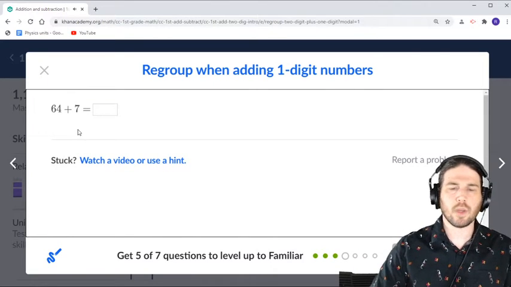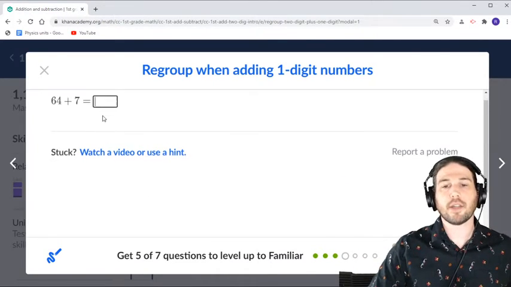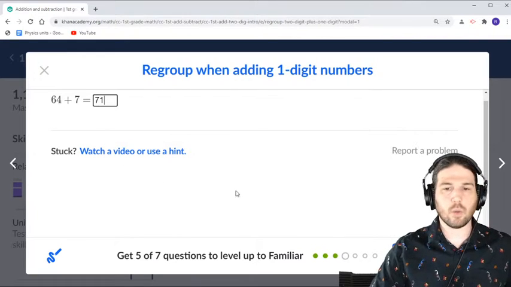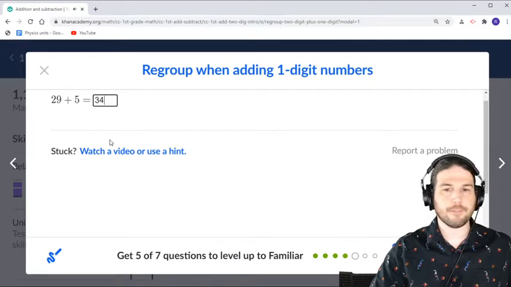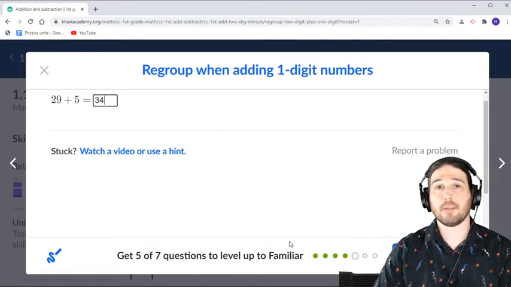64 plus 7, well, 7 plus 4 is 11, plus another 60, I get 71. 29 plus 5 is 34. That one I just kind of had by glancing at it.